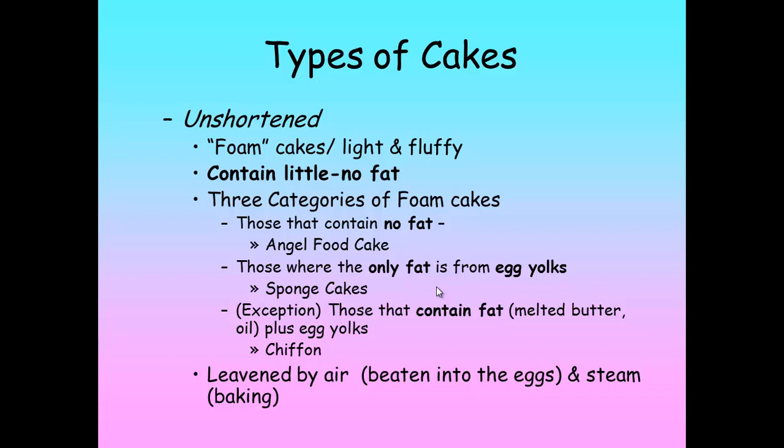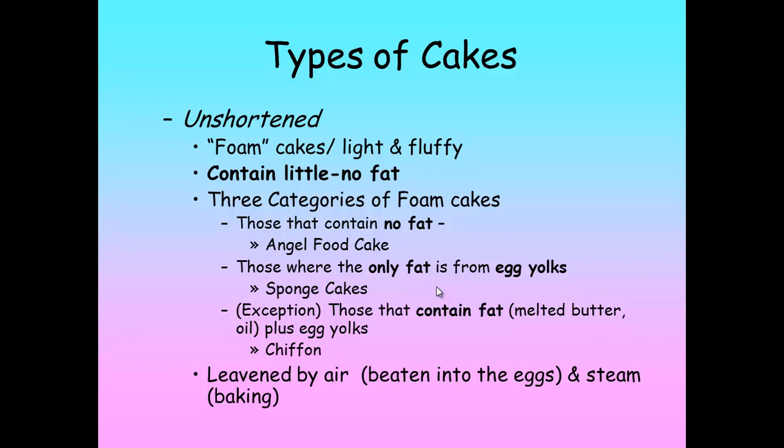Then the next category is those that contain only fat from egg yolks, and an example would be a sponge cake. We will be making a sponge cake, and you'll see that the texture is truly like a sponge. And the third category of a foam cake is your exception. And the reason why it's an exception is because it does contain fat. Usually it's going to contain a little bit of melted butter or some type of oil plus egg yolks. An example would be a chiffon cake, and we're going to be making an orange glow chiffon cake.